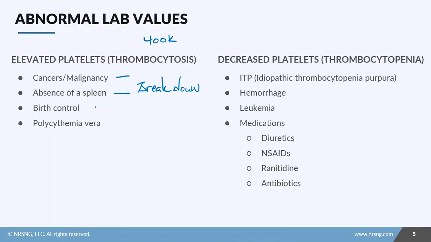Certain types of birth control will actually increase the amount of platelets, and that's what causes those values to go up. And another condition that you may see this in is polycythemia vera. We've talked about this in some other lessons, and basically it's an uncommon type of bone marrow cancer, and it causes this massive overproduction of cells.